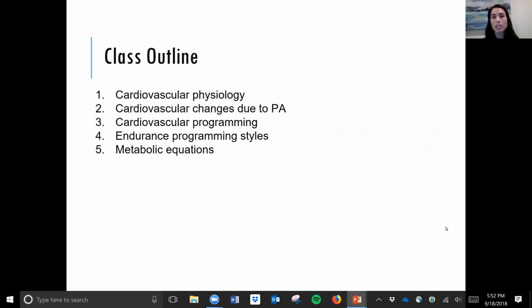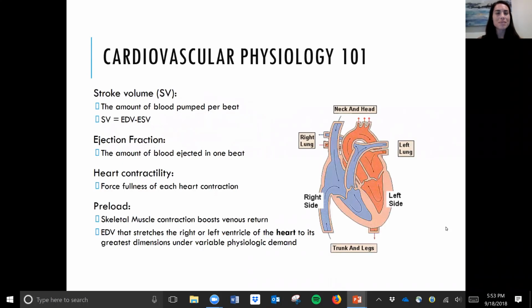The next segment will be on programming for cardiovascular health, and then we'll go into some basic endurance programming styles, and then we'll end with learning about metabolic equations. All of this is going to be fun, but I will have to say it's pretty complex. So we'll spend some time in lab taking what you learn from this lecture and implementing that information, particularly those metabolic equations.